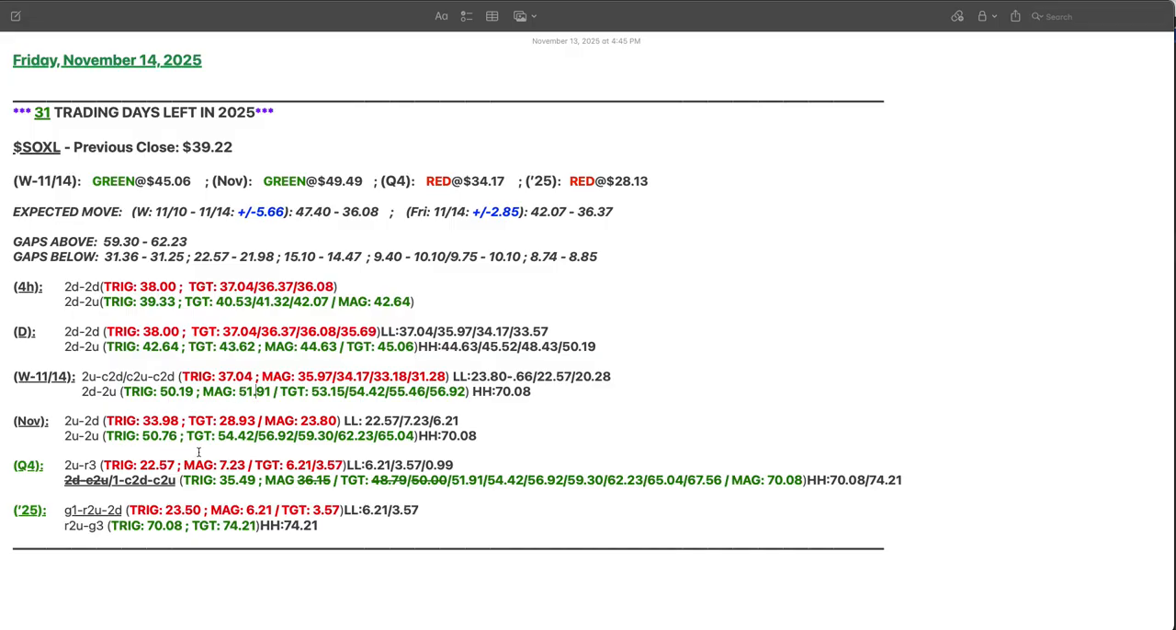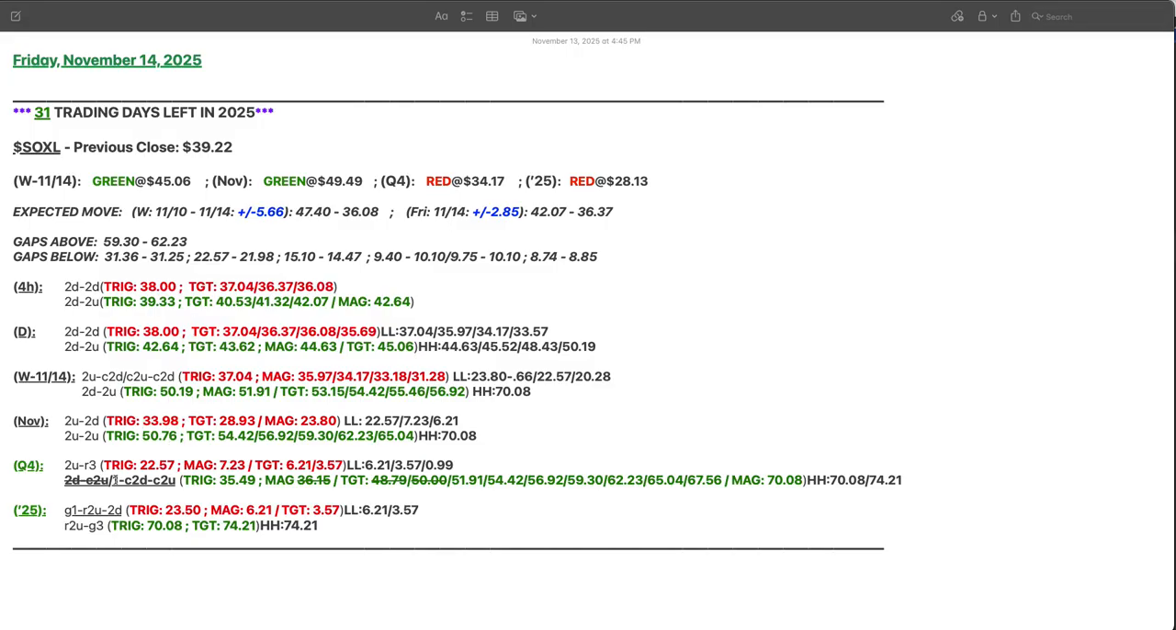The month, same type of thing. Inside month, we are a little bit closer to going 2 down than we are going 2 up. But again, I don't see us triggering either of those two on Friday, right? So maybe next week we trigger 2 down, but on Friday I don't think that's going to happen. So not a whole lot to say from the month perspective.